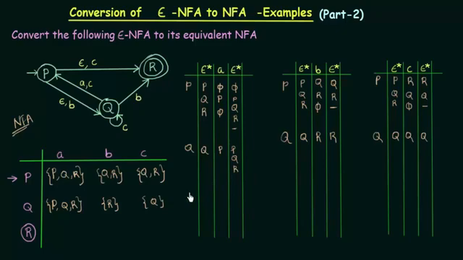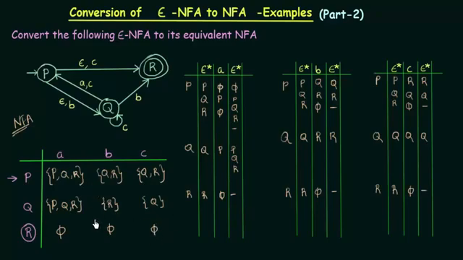Alright, so let's do the last one, that is state R. R's epsilon closure is R itself, and R on input A doesn't go anywhere, so we get nothing here. So that means R goes to phi on input A. And what about R on input B? R's epsilon closure is R itself, and on input B it doesn't go anywhere. That means it is phi. And R on input C also, its epsilon closure is R itself, and R on input C doesn't go anywhere, so we get nothing here. That means it is phi.